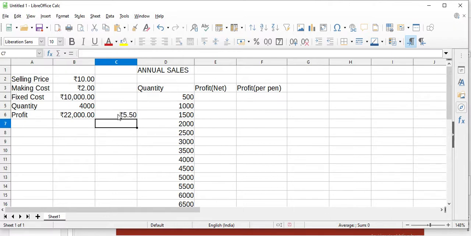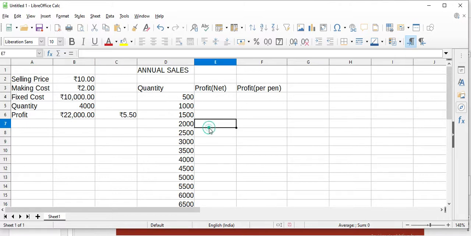You can see that per pen it is costing 5.5 rupees, and it is getting a profit of 5.5 rupees. Now for all the other quantities I want to find the net profit and also the profit per pen. Let's see how it will be.